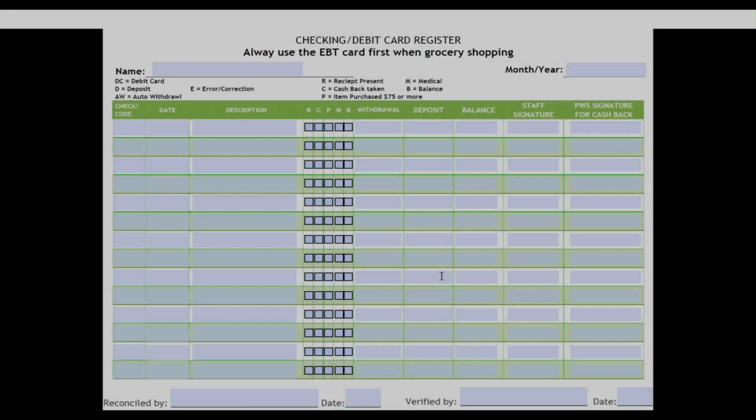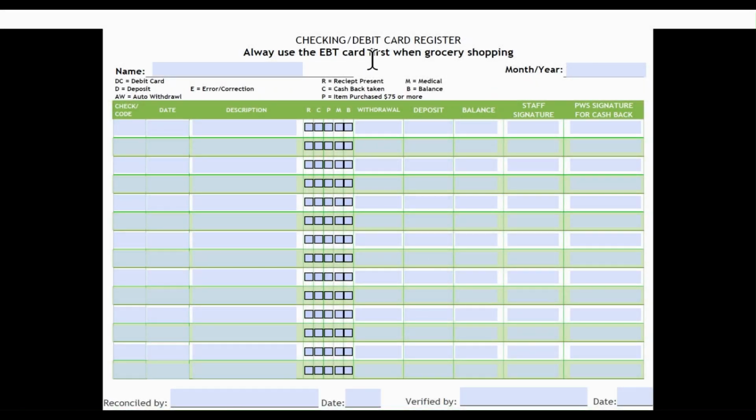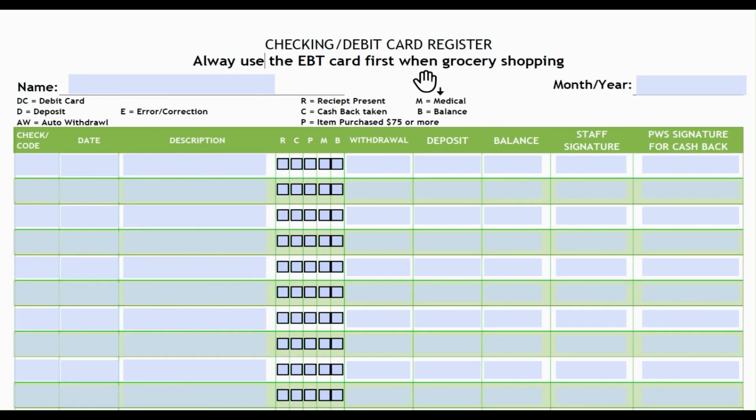Okay, so today we're going over a checking and debit card register. Of course, you're going to put the person's name we support and what month and year. Start off with, let's go over these columns. We have check code, date, description, and then we've got a few initials here. We're going to go over all of that. You've got a column for withdrawals, a column for deposits, and then the balance.